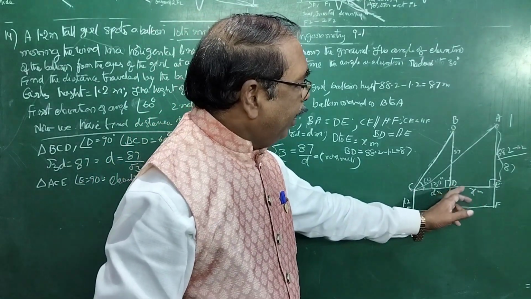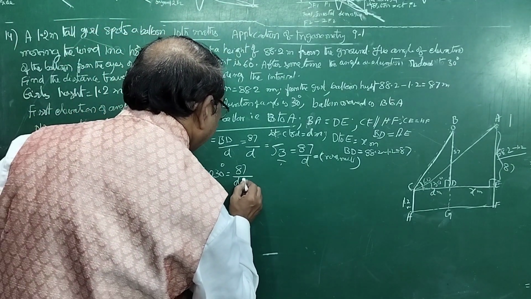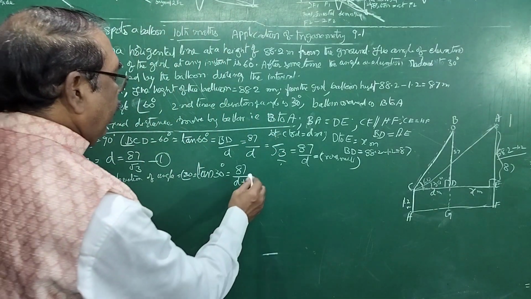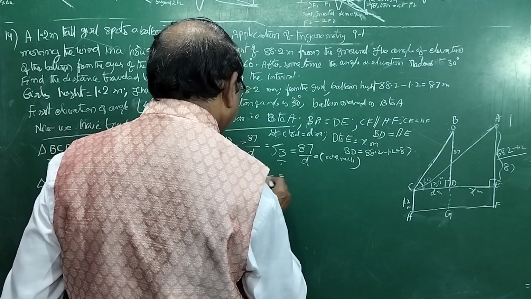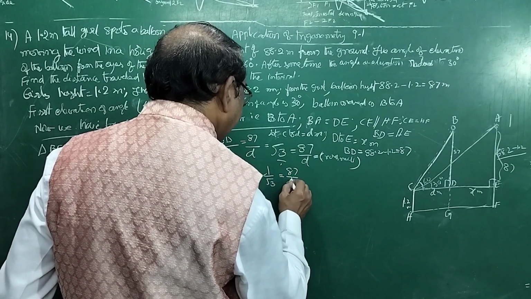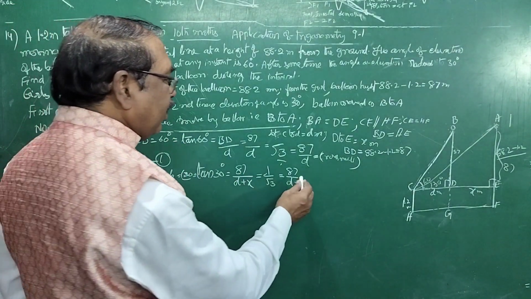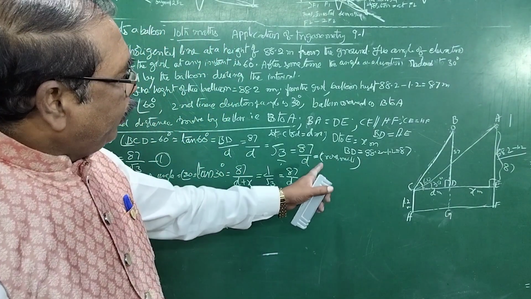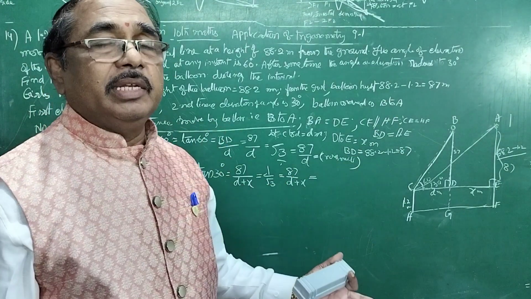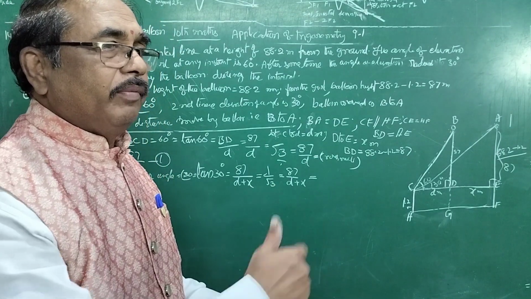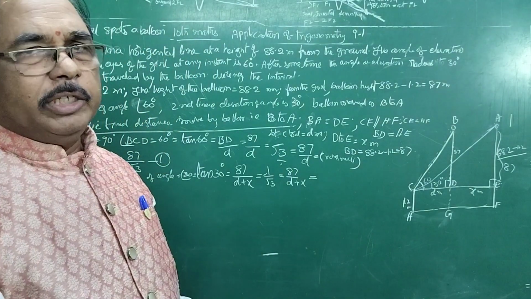Up to here d meters, up to here x meters. That means d plus x meters. Now tan 30 degrees is equal to 1 by root 3. So 1 by root 3 is equal to 87 by d plus x. Yes, let us cross multiply. Put it in brackets like that. Since space is insufficient I am writing one after another, but you write one under another.